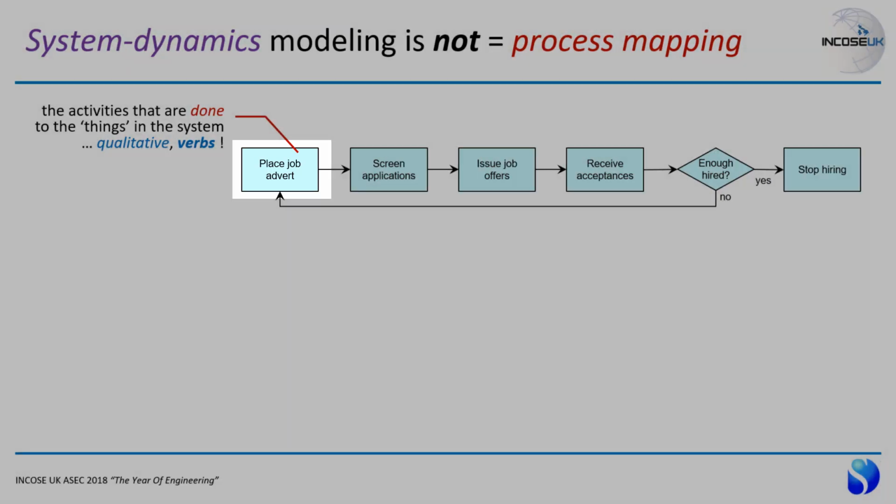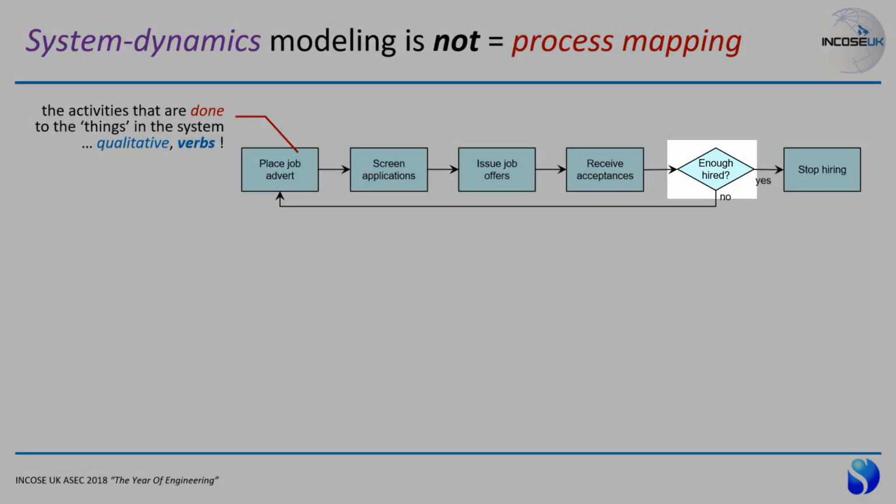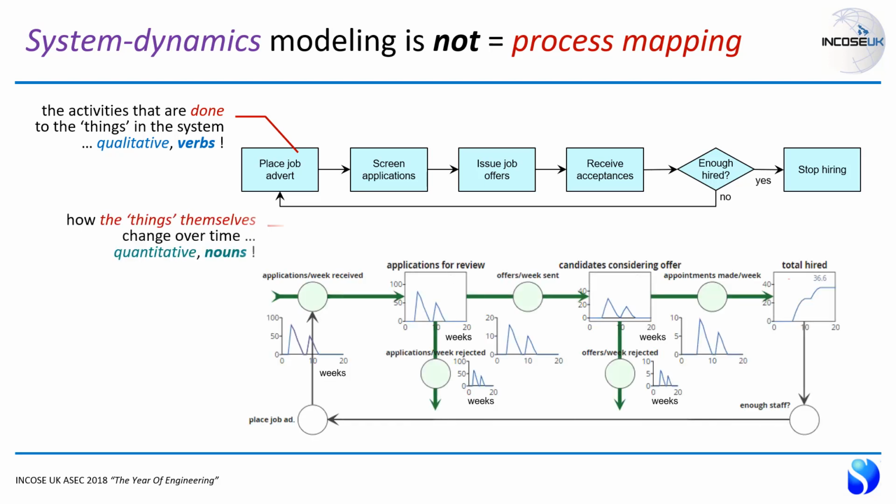So we place a job advert, screen applications, issue offers, receive acceptances, and if we haven't got enough people, we do it all again, and then we stop hiring when we have got enough people. So in this diagram, these are activities that are done to the things in the system, the things being the job applications. So the items in the diagram are mostly verbs. There are occasionally some nouns, but they're mostly verbs. It's things that are done to, or things that happen to, elements.